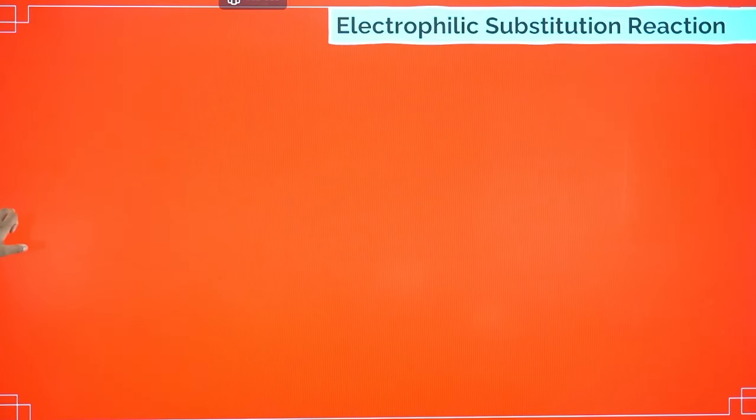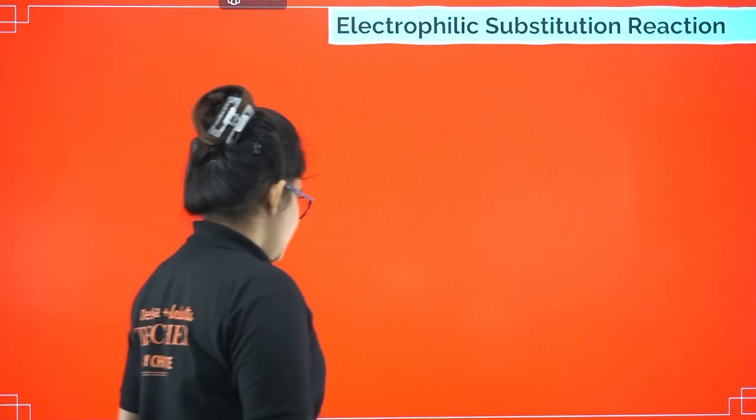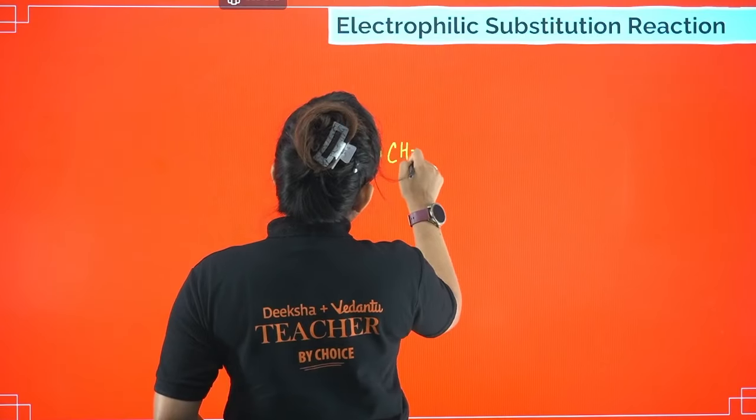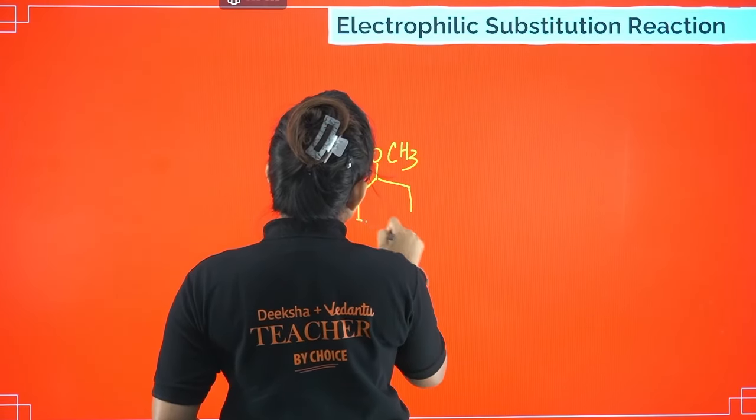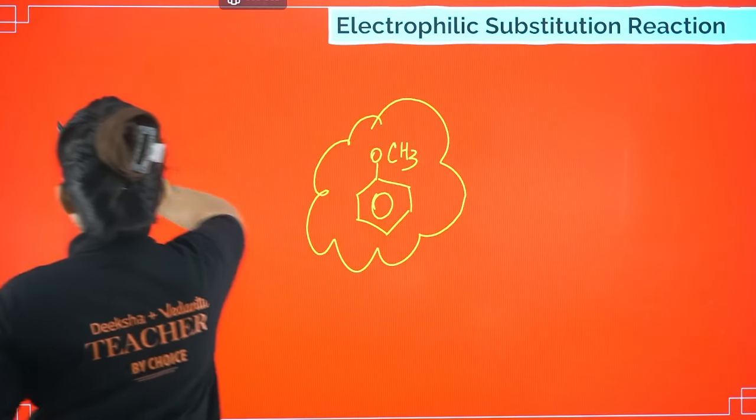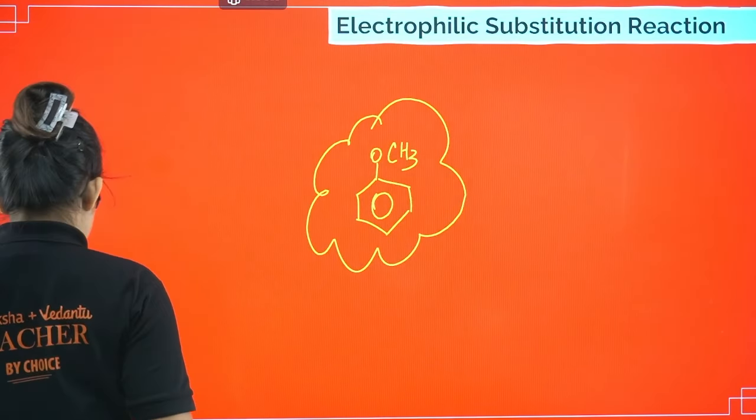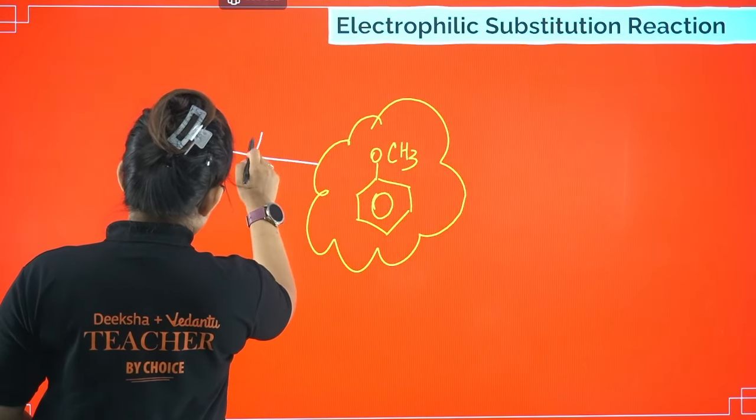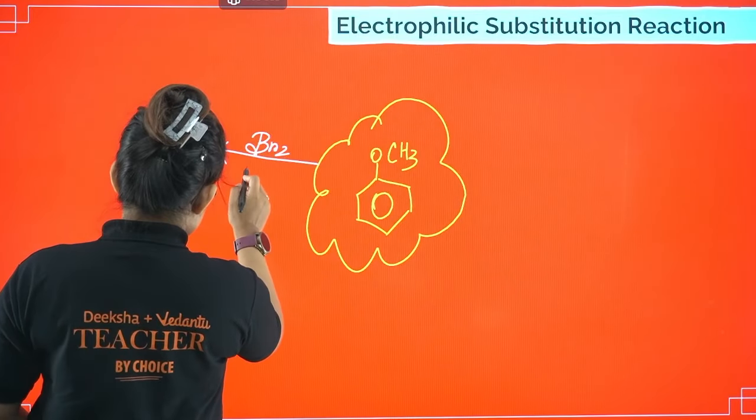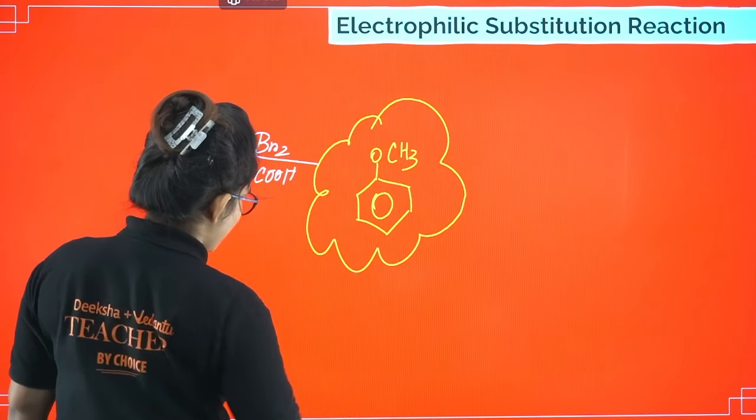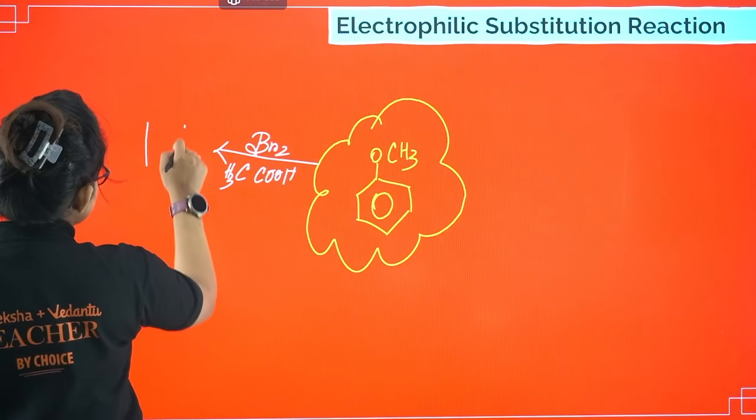Now we will proceed with the electrophilic substitution. Let's say I am having this type of ether, an OCH3 group attached with benzene. This is an ether group. Here we will do some electrophilic substitution. First let's do halogenation: Br2 in presence of, let's say, acetic acid, CH3COOH. Now in the ortho and in the para position I will get bromine substitution.